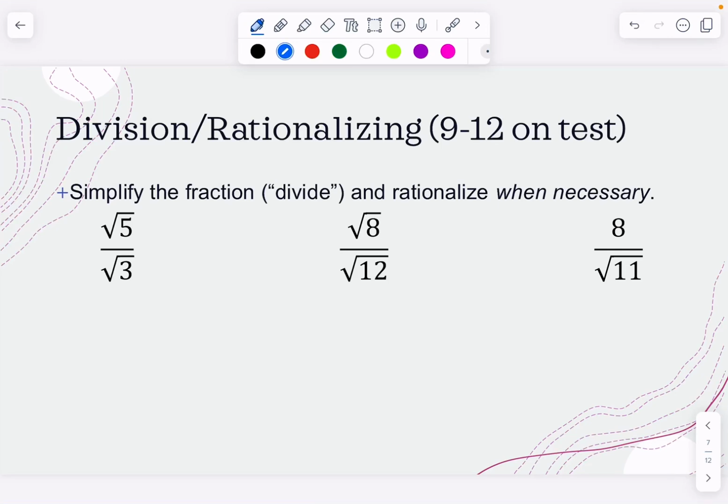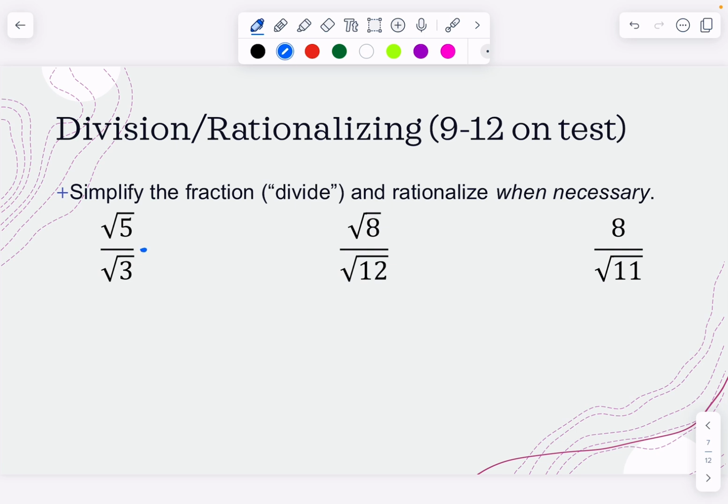The next problems you're going to see on your test, numbers 9 through 12, are going to be dividing or rationalizing. Most of them are going to require rationalizing. So this first one, I have square root of 5 over square root of 3. The first thing I want to point out is 5 is not divisible by 3, so I need to try to get that radical out of the denominator.